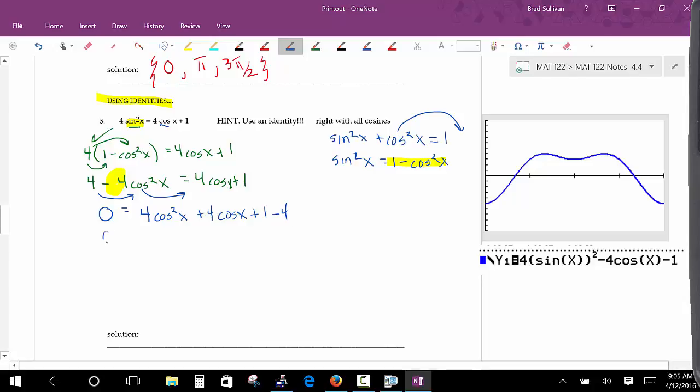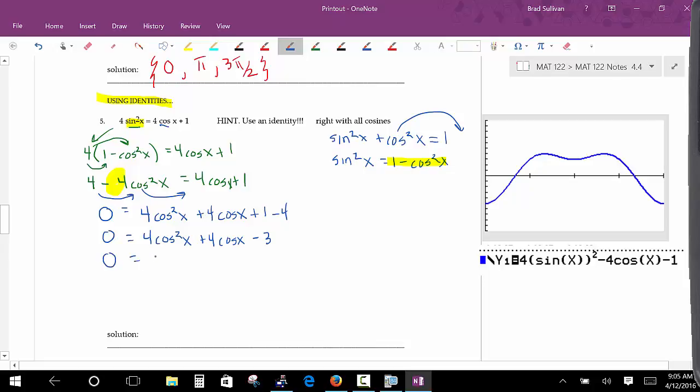So you've got 0 equals 4 cosine squared x plus 4 cosine x minus 3, like that. So then we've got the left side equals 0. Okay? All right? Does that look okay, what I'm doing? Okay? So use identities, okay? There's going to be times when you have to use identities to solve these equations. So now we're ready to factor.